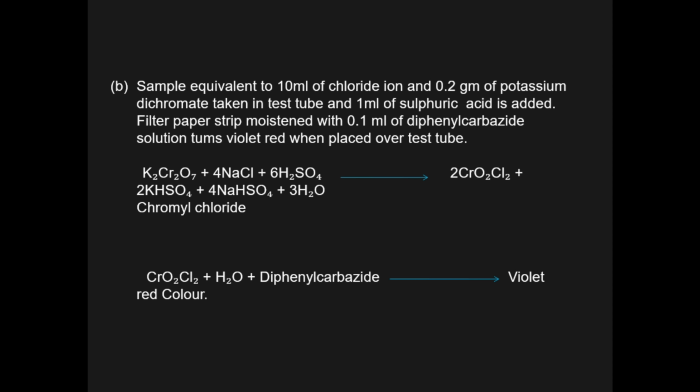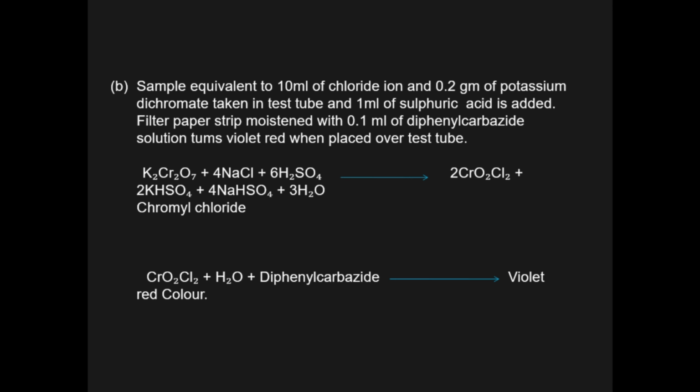Second method: a sample equivalent to 10 ml of chloride ion and 0.2 gram of potassium dichromate are taken in a test tube and 1 ml of sulfuric acid is added. Filter paper strips moistened with 0.1 ml of diphenyl carbazide solution turn violet red when placed over the test tube.